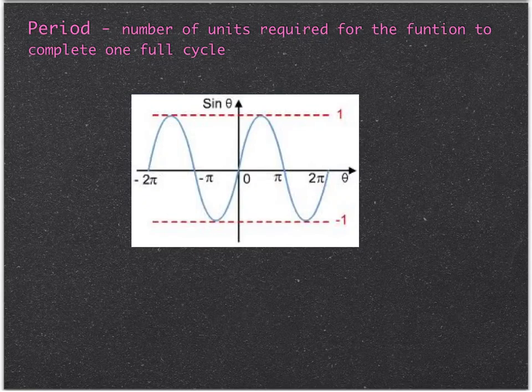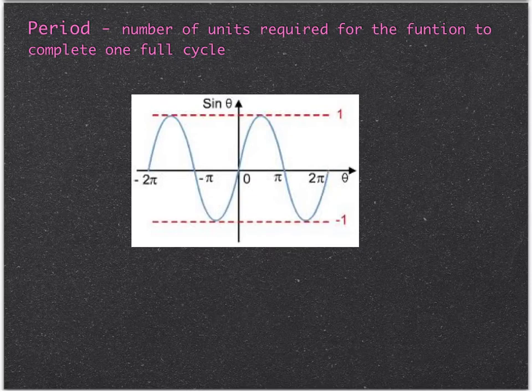Alright, and the other thing we want to look at before we start doing some examples here is something called the period, and that's the number of units required for the function to complete one full cycle. So from a previous lesson you may recall that we said the period of the sine function was 2 pi. That means that it takes 2 pi units for it to complete one full cycle, or one period.